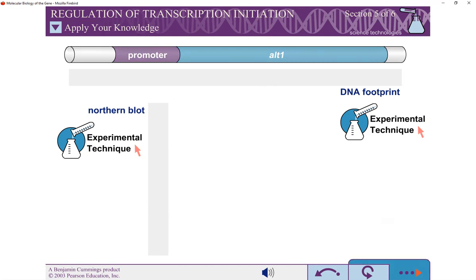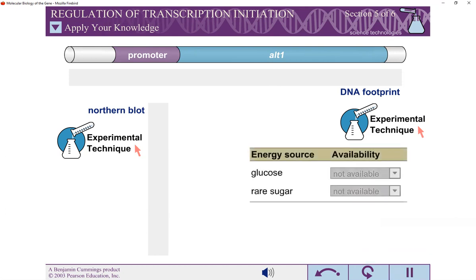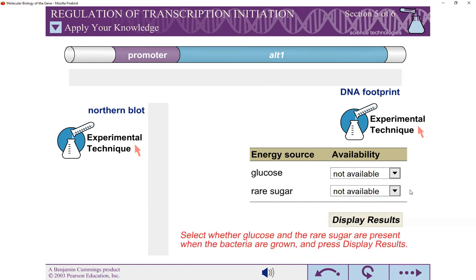So let us look at the first question. The expression level of the gene changes depending on whether glucose and the rare sugar are present. Select whether glucose and the rare sugar are present when the bacteria are grown and press Display Results. Okay. When glucose is available and the rare sugar is not available, then what is going to happen? This gene will not be transcribed. You cannot transcribe this gene because the glucose is present and the rare sugar is absent.